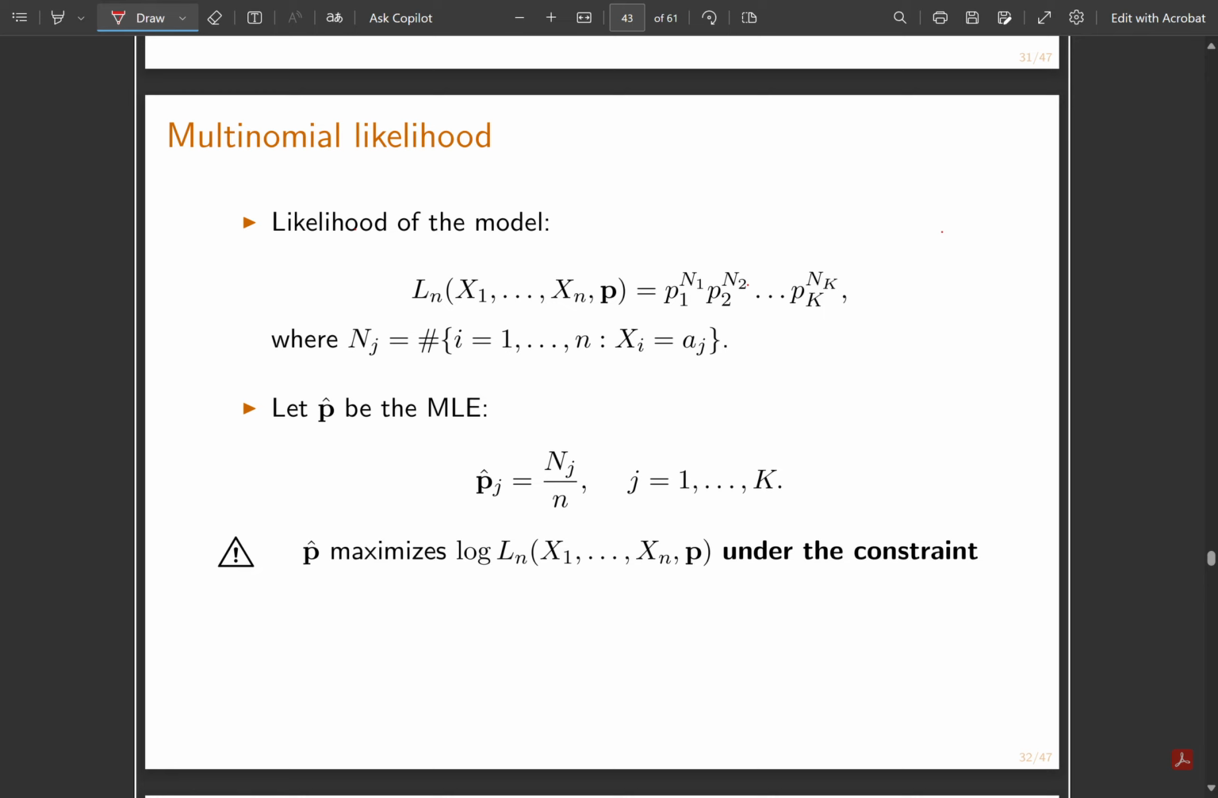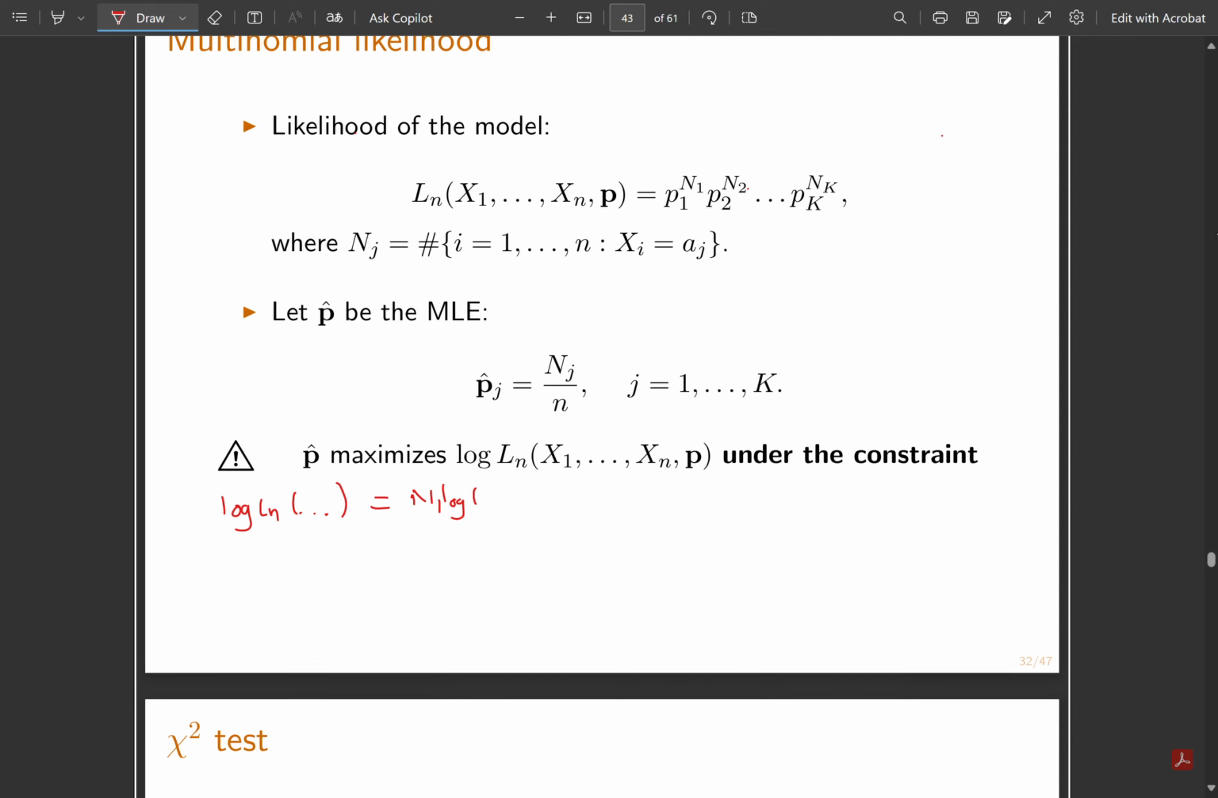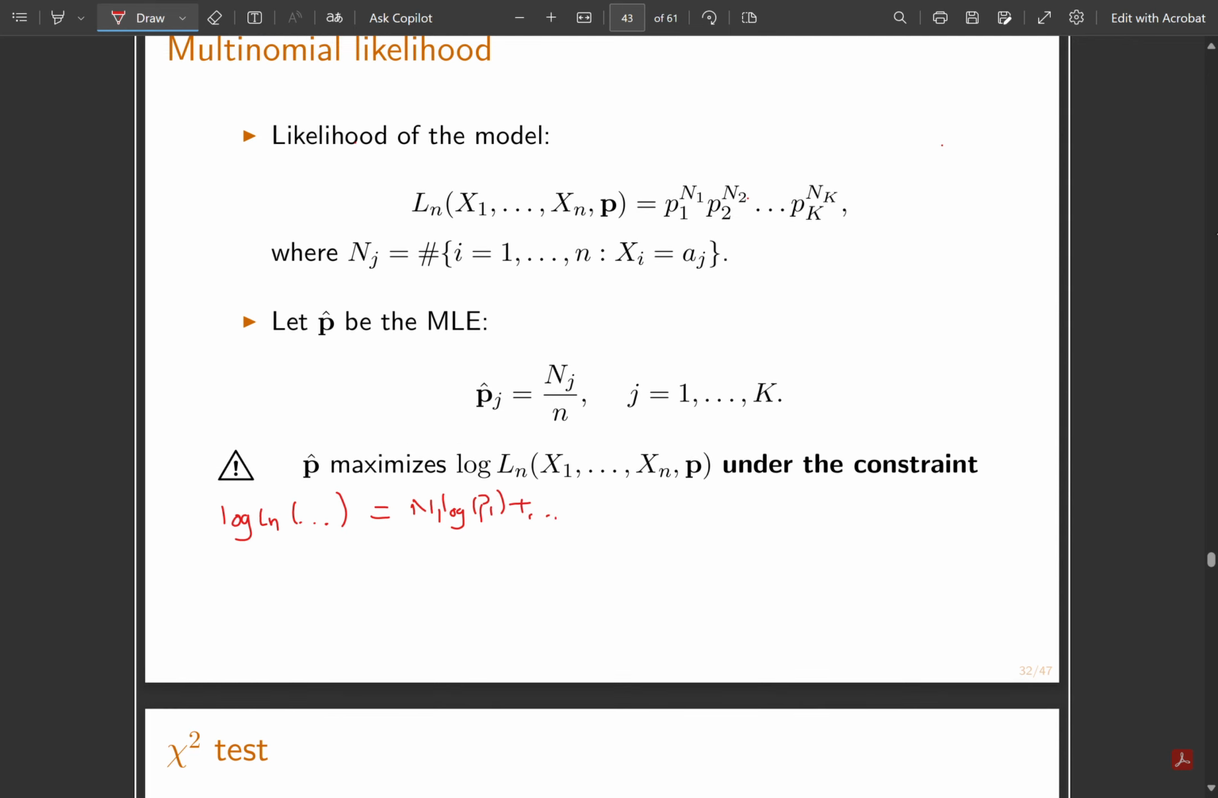Now, obviously, the first step we need to do is what? Can you tell me? We need to take the log of this likelihood model. If you take the log of this likelihood model, it becomes the log likelihood, ln L, and it will be n1 log p1 plus up to nk log pk. That's what it's going to be.